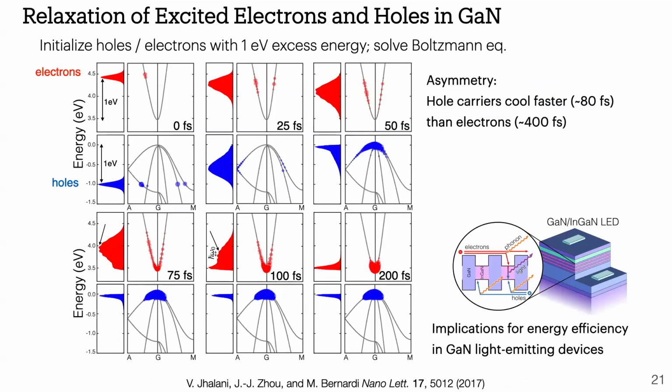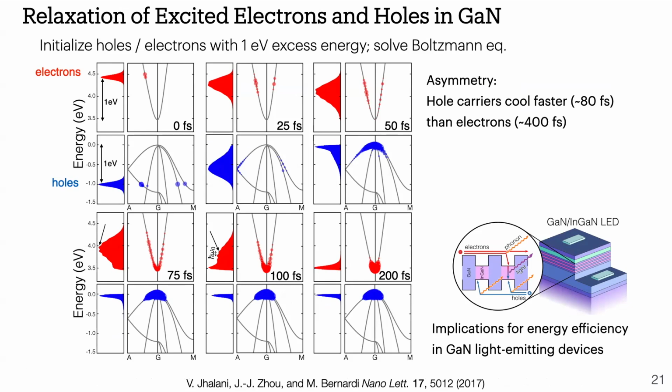So things that you can do, for example, in this earlier work in gallium arsenide, we've initially excited electrons and holes with a certain distribution. And then what we found is that in this case, the hole carriers lose energy to the phonons significantly faster than the electrons.